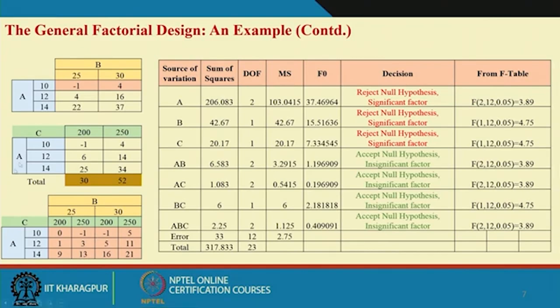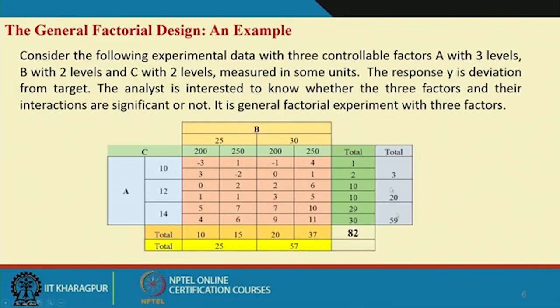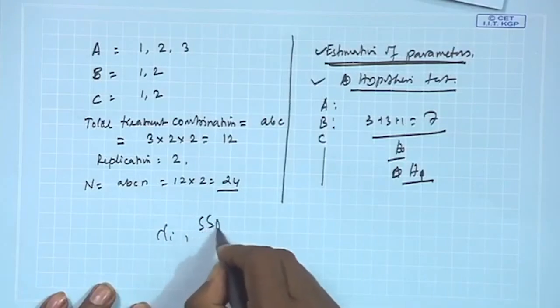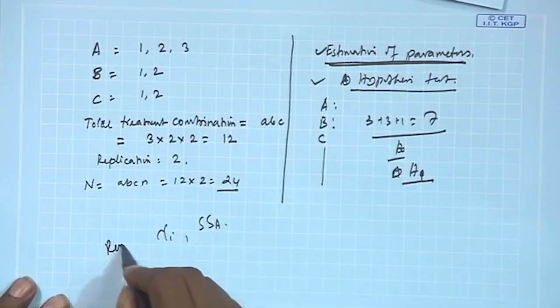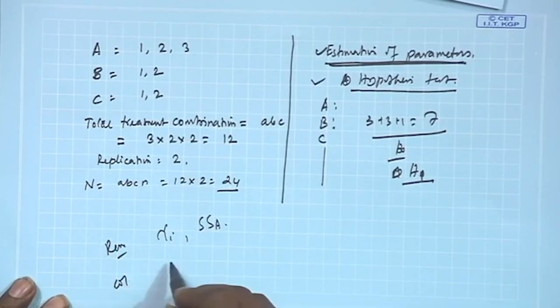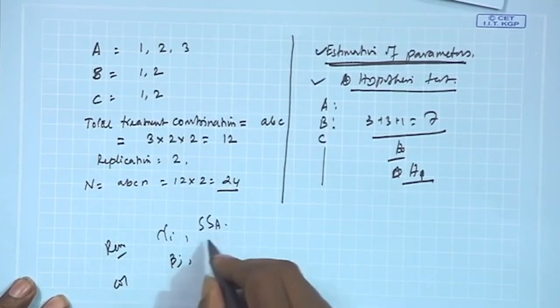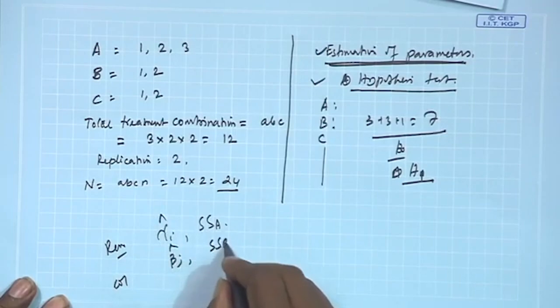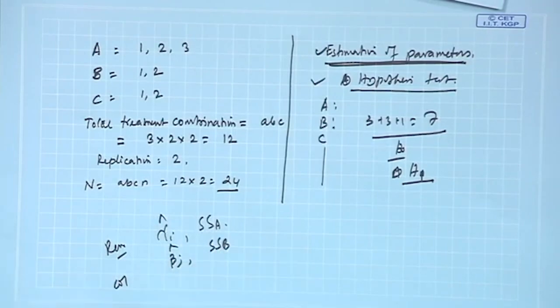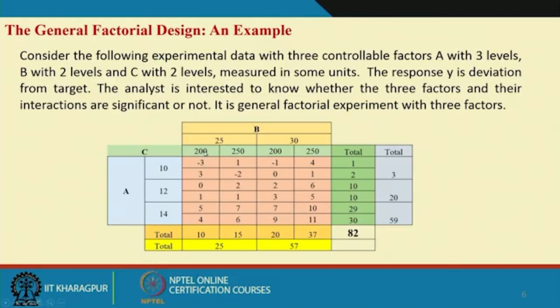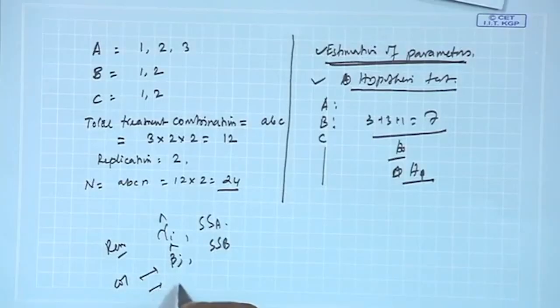From the main table, you are finding the row total for computation of tau i and SSA. Then the column total will give you the estimate of beta j and SSB, and in the column total there is also the C factor. So, that will give, coming from the column again, tau, beta, then gamma k and SSC.